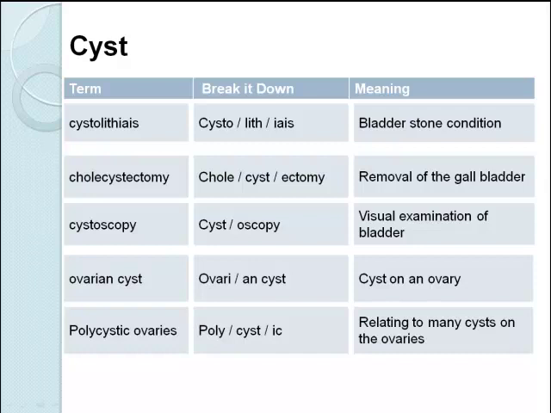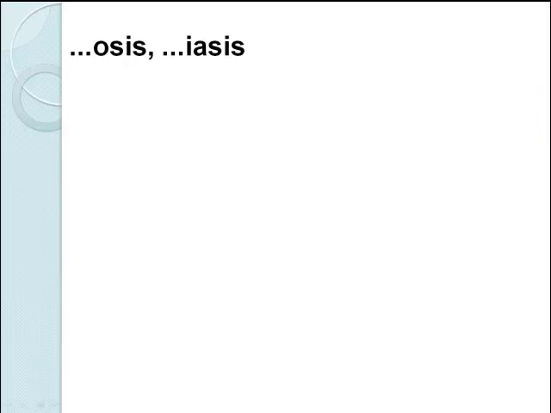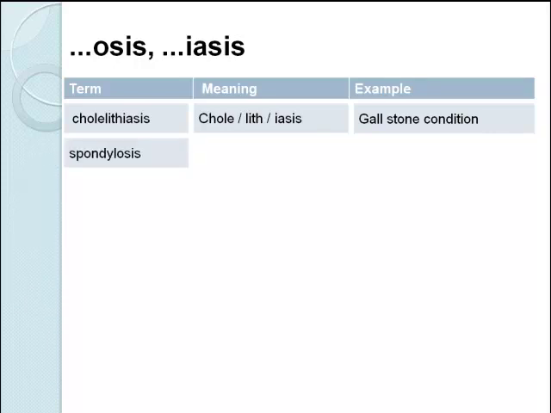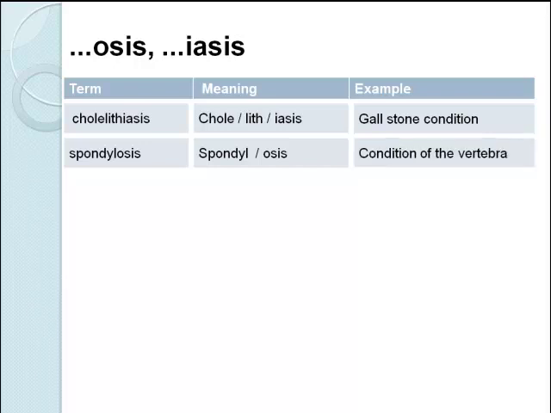Our next slide is going to look at the suffixes osis and iasis, meaning condition or disorder. Let's look at our first word. Cholelithiasis. Let's break it down. Chole, break, lith, break, iasis. It means a gallstone condition of having gallstones. Spondylosis. Where's the break? Osis, condition. Spondyle was your vertebrae, your spine. So it's a condition or a disorder of the vertebrae.